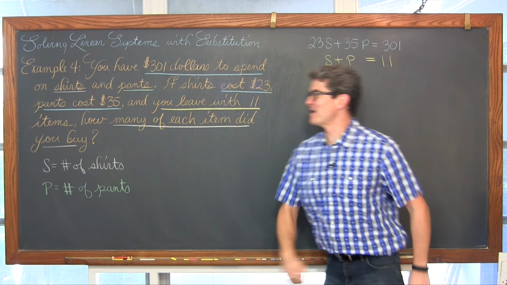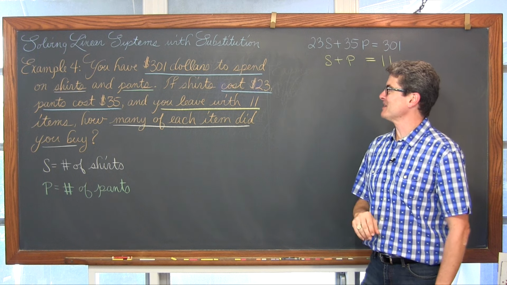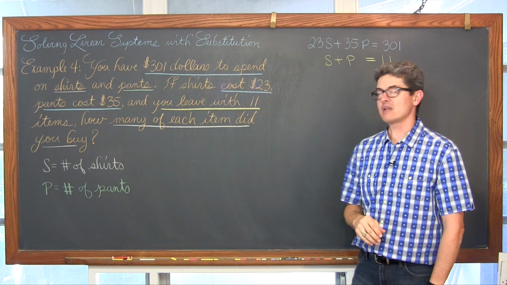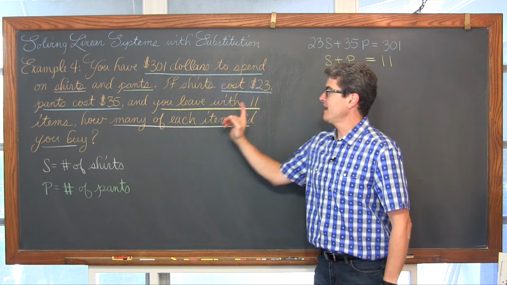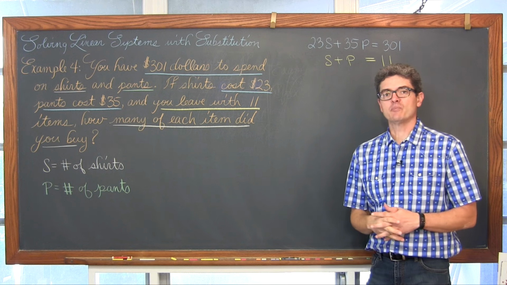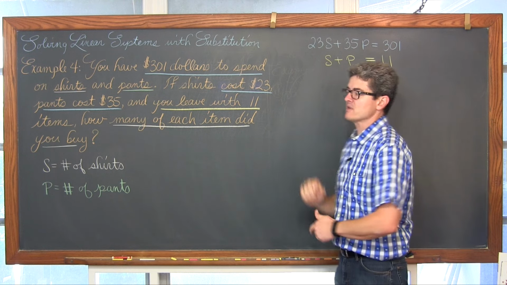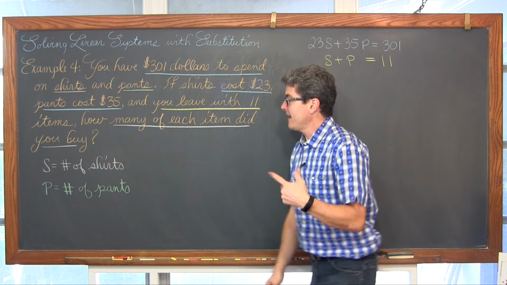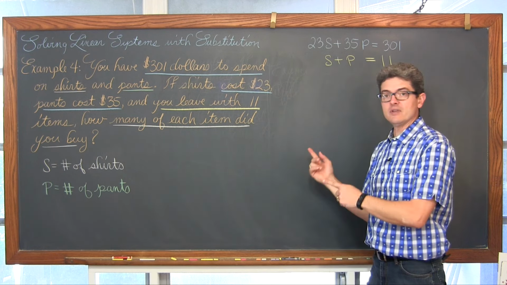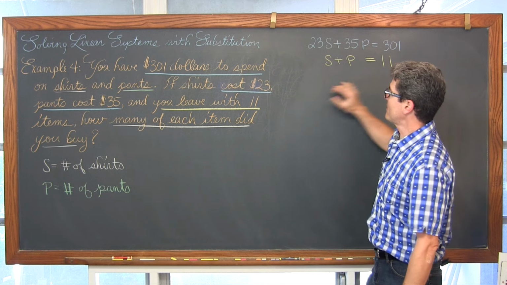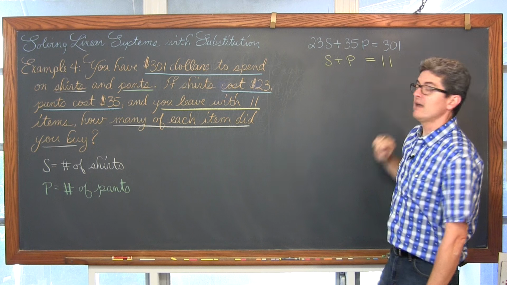Last word problem. You have $300 to spend on shirts and pants. If shirts cost $23 and pants cost $35 and you leave with 11 items, how many of each item did you buy? We thoroughly went over this problem coming up with these equations on our first lesson, and we actually just solved this in the previous lesson, solving linear systems with graphing. So this time I'm just highlighting the important information and writing that out.